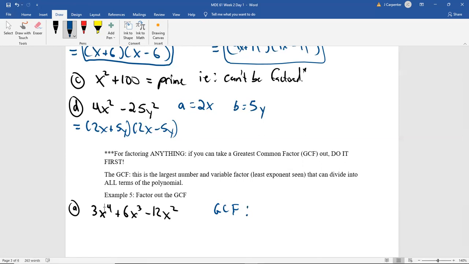So to find the GCF, some of them have numbers, some of them have letters, some of them have both. This will have both. I'm going to look at the 3, the 6, and the 12 and think about what's the biggest number I can divide all of those by. Well, it would be 3. I can do 12 divided by 3. I can do 6 divided by 3. I can do 3 divided by 3. Some people will accidentally take the biggest number and say it's 12. But I can't do 3 divided by 12. I can't do 6 divided by 12.